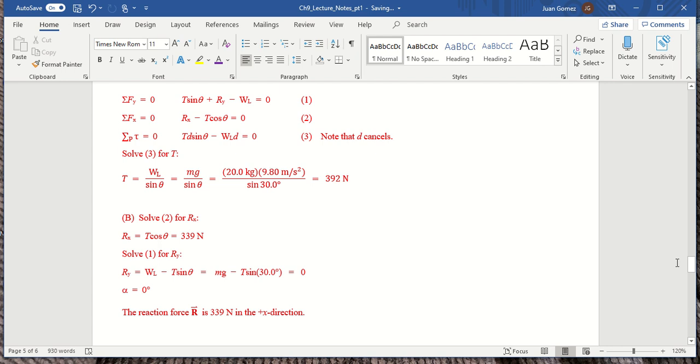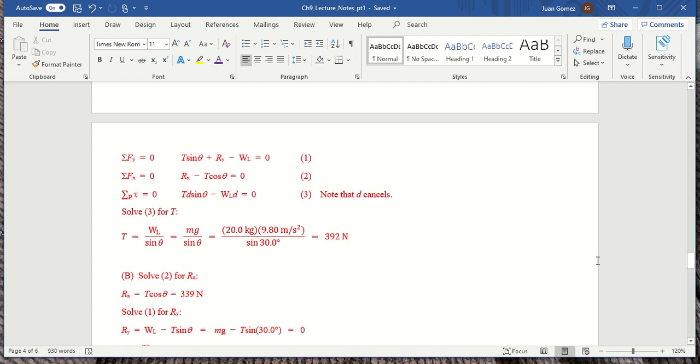Okay, so again, always do them in that order. Sum of the forces in the y direction equals 0. Sum of the forces in the x direction equals 0. Sum of the torques equals 0. Then solve them in this order.